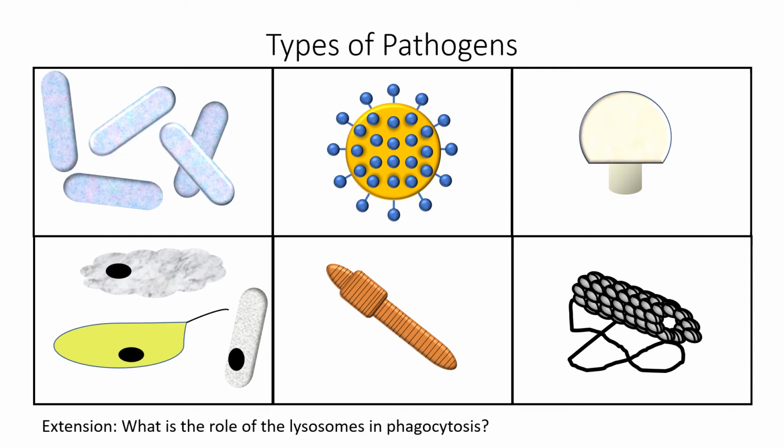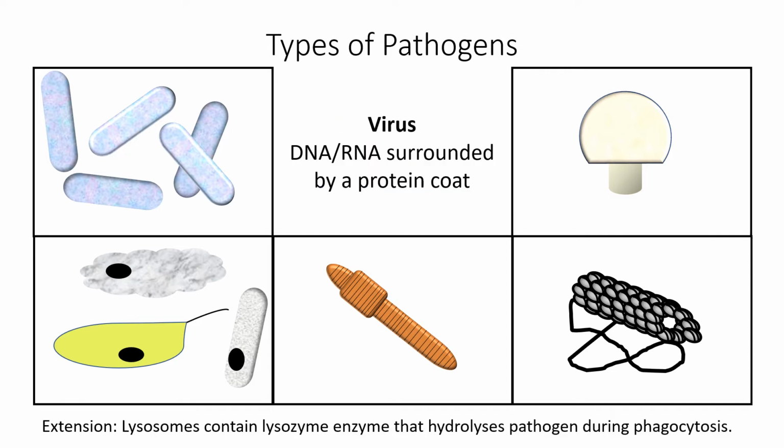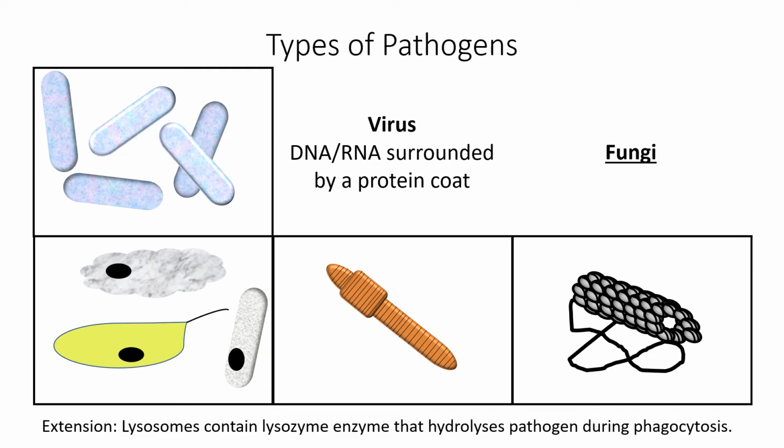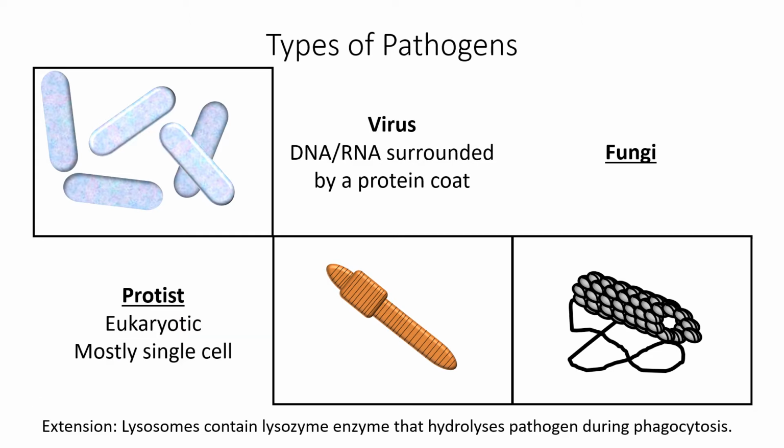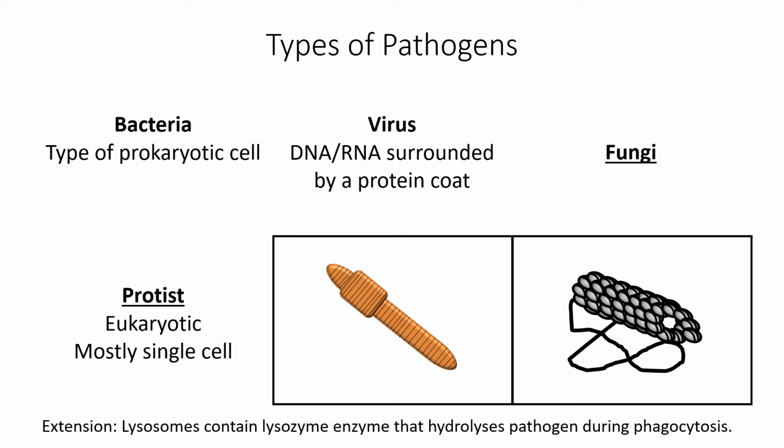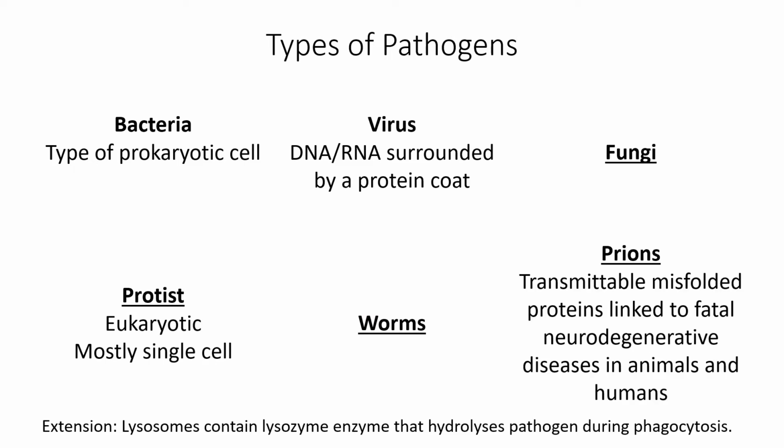But there are 6 types of pathogen. We've got our viruses, we've got our fungi, we have our protists, because remember they have a nucleus, they are eukaryotic. We have our bacteria, which are prokaryotic, our worms, and our prions. And the extension question was, what is the role of lysosomes in phagocytosis? Well, the role of lysosomes in phagocytosis is to produce lysozyme enzyme and results in hydrolysis of a pathogen.